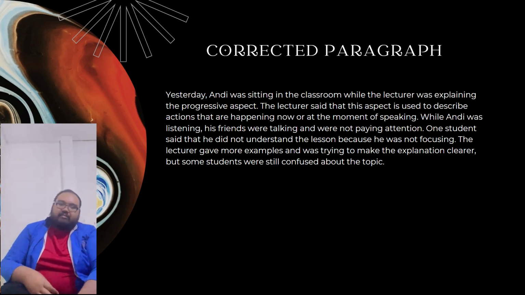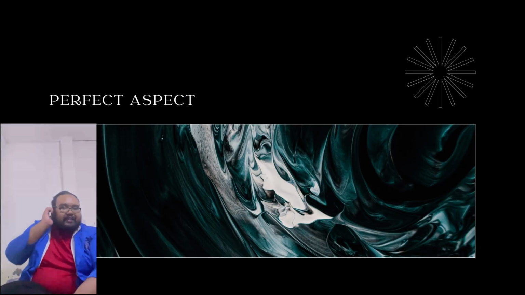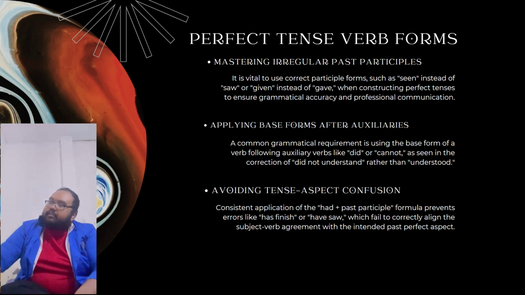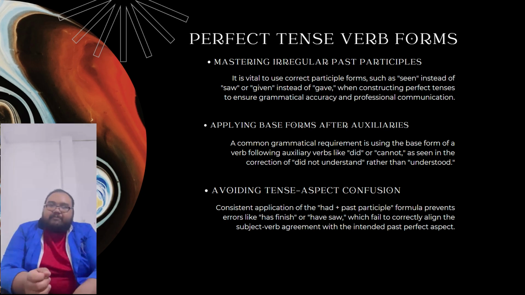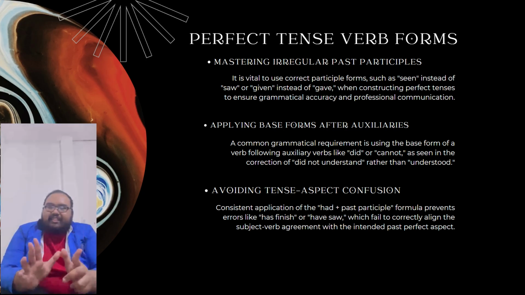Now this is the correct grammar. Perfect aspect. Perfect tense verb forms. Mastering irregular past participles. It is vital to use correct participle forms such as "seen" instead of "saw" or "given" instead of "gave" when constructing perfect tenses to ensure grammatical accuracy and professional communication.